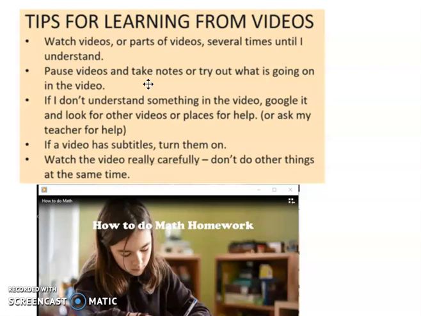If you do not understand something in the video, you can quickly Google it. You can go and check out something else to see if you can understand it. You can also ask a question online before you do any Google Forms for the answers for your work, and hopefully I can get on there or Mrs. Legou can get on there and help you out with that.